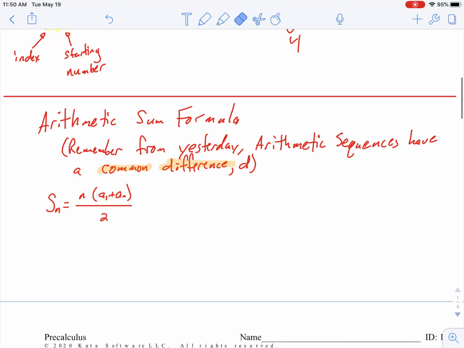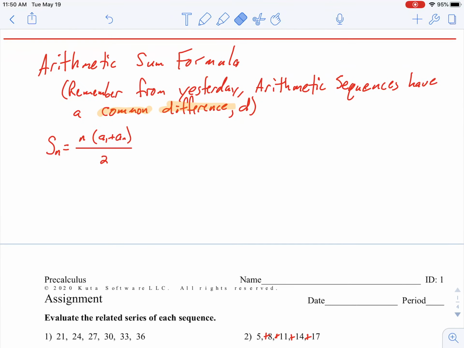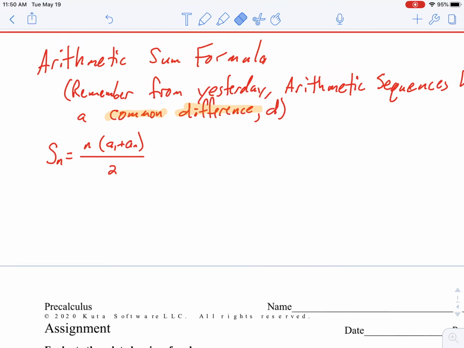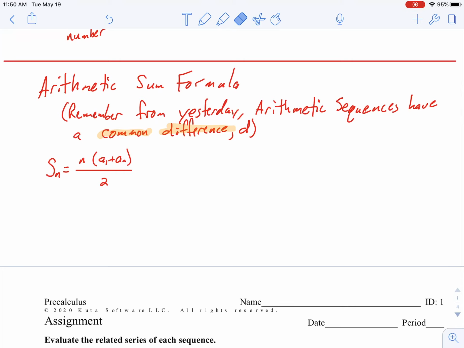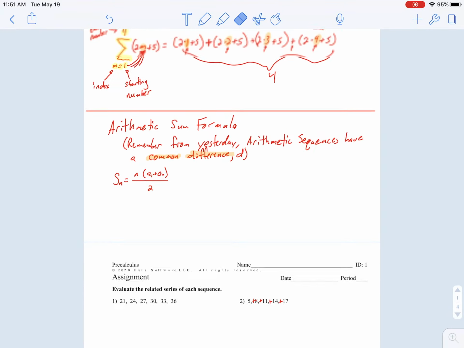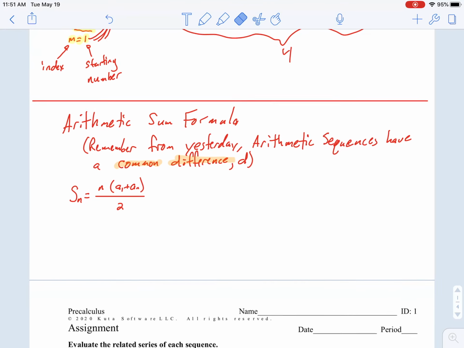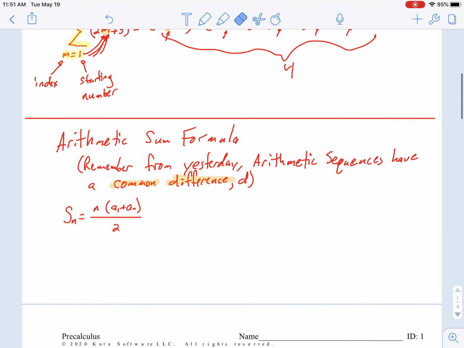So this is where the rubber meets the road. This is the thing you absolutely have to know how to do: find the sum of an arithmetic series. Remember from yesterday, arithmetic series have a common difference called d. And, oh, that doesn't even matter here. The sum doesn't have d in it anywhere. So forget that. I'm just going to erase that.